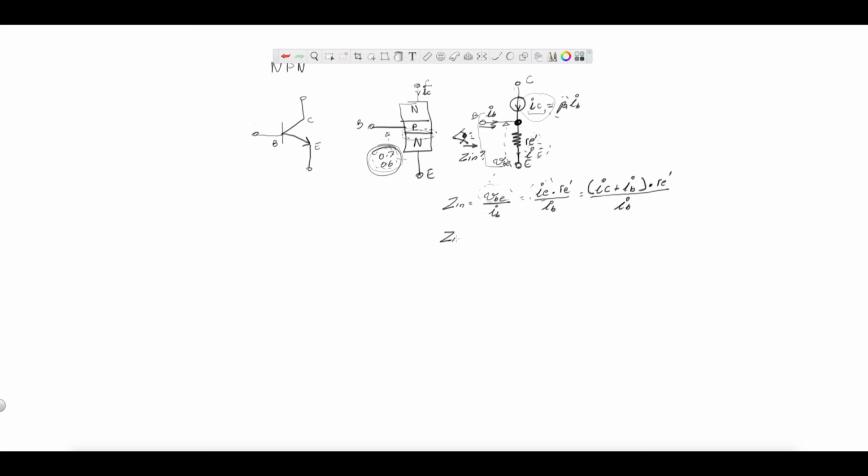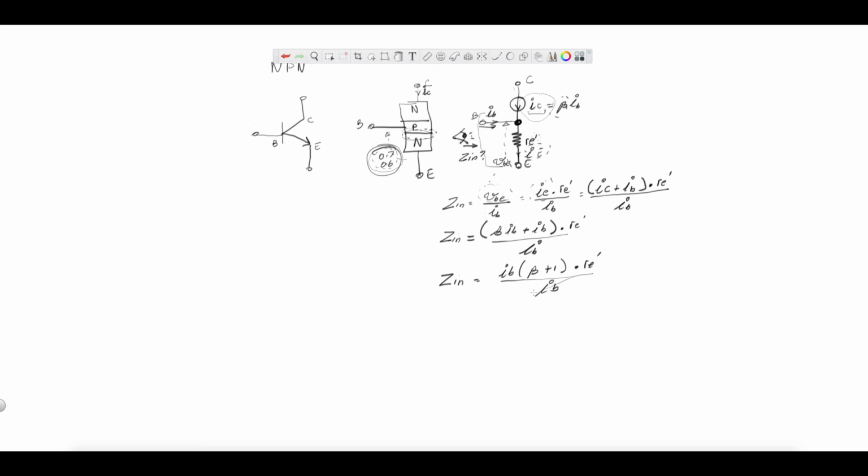So Zn is going to be equal to beta IB plus IB, everything times little RE prime, divided by IB. Let's factor out IB, and that would be beta plus 1 times RE prime divided by IB.